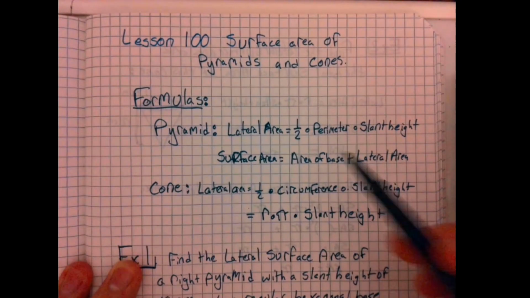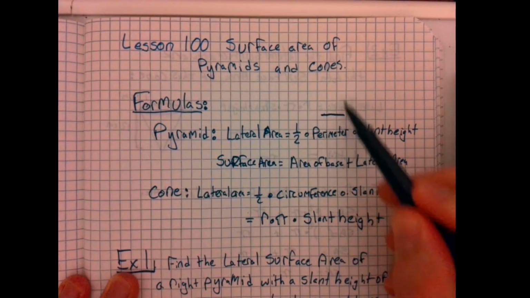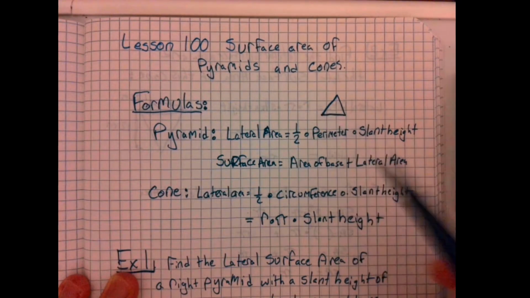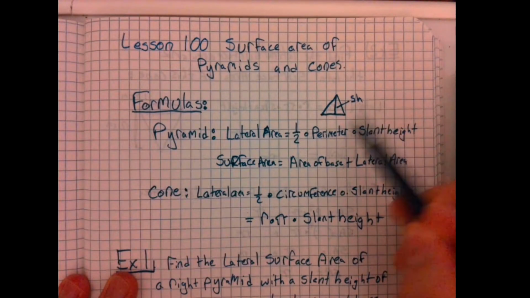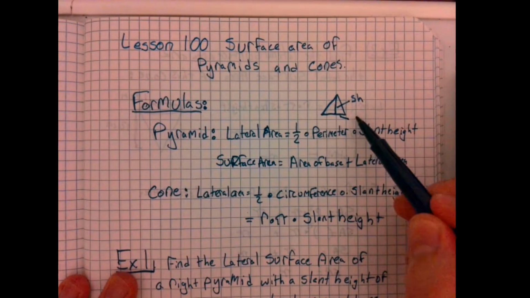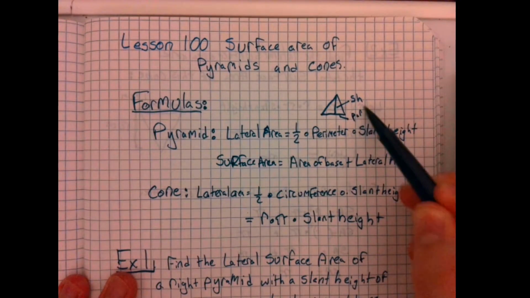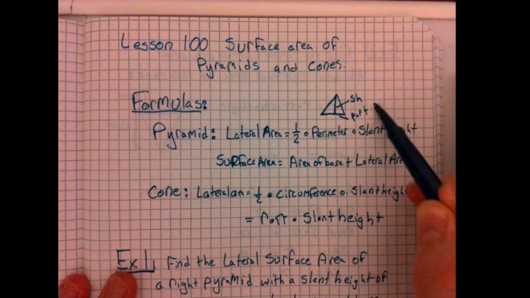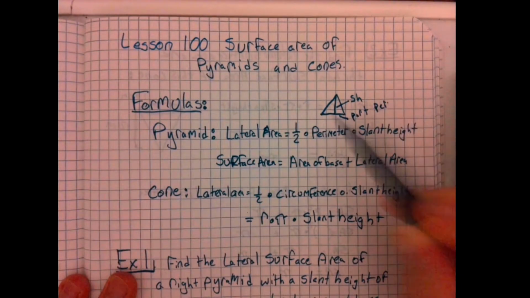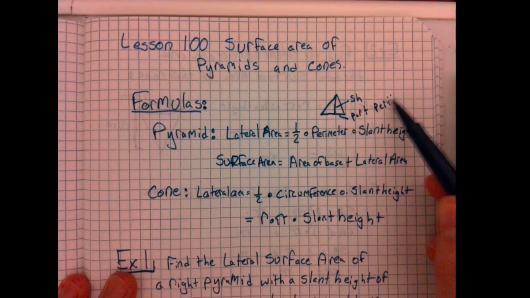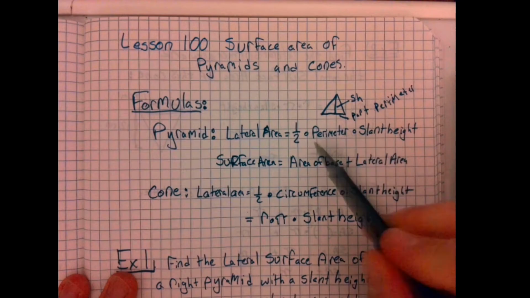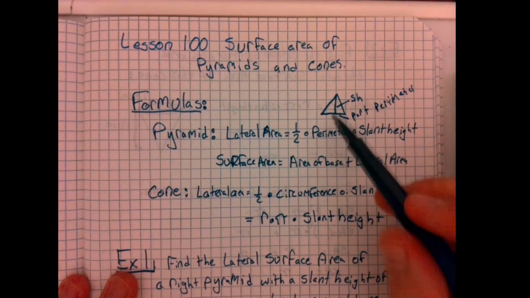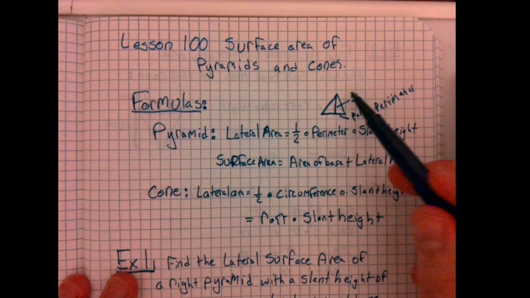Now, the reason for this is in a pyramid, every side is formed by a triangle with a height of the slant height and a base that is part of the outside of the triangle, part of the perimeter. Every triangle added up will give us the lateral area, so our base will just be our perimeter. So this is the formula for the area of a triangle, 1/2 times base times height, for all of those triangles that go around the pyramid.